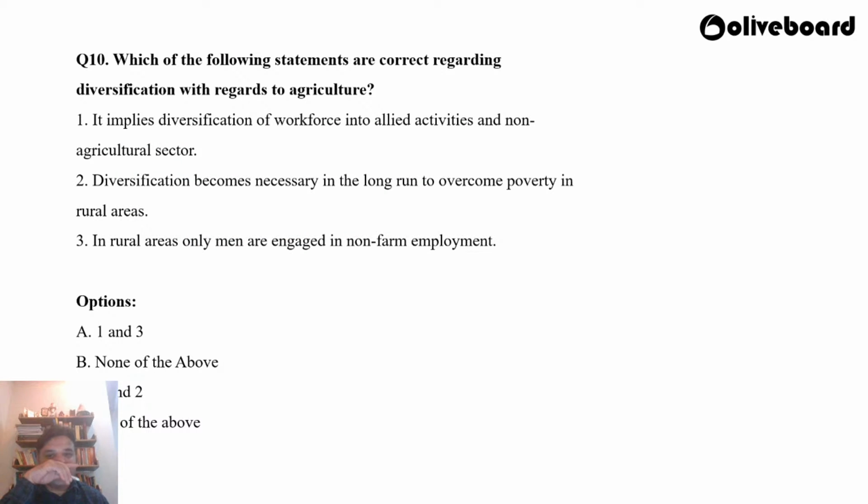Which of the following statements are correct regarding the diversification with regards to agriculture? It implies diversification of workforce into allied activities and non-agricultural sector. Second, diversification becomes necessary in the long run to overcome poverty in rural areas. Third, in rural areas, only men are engaged in the non-farm employment. Right? So, which of these statements are correct regarding diversification with regards to agriculture? A, 1 and 3. B, none of the above. C, 1 and 2. D, all of the above.